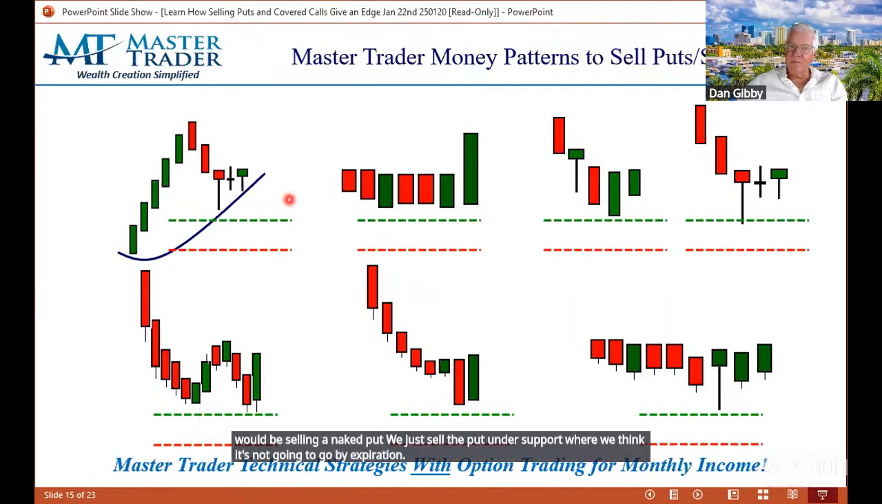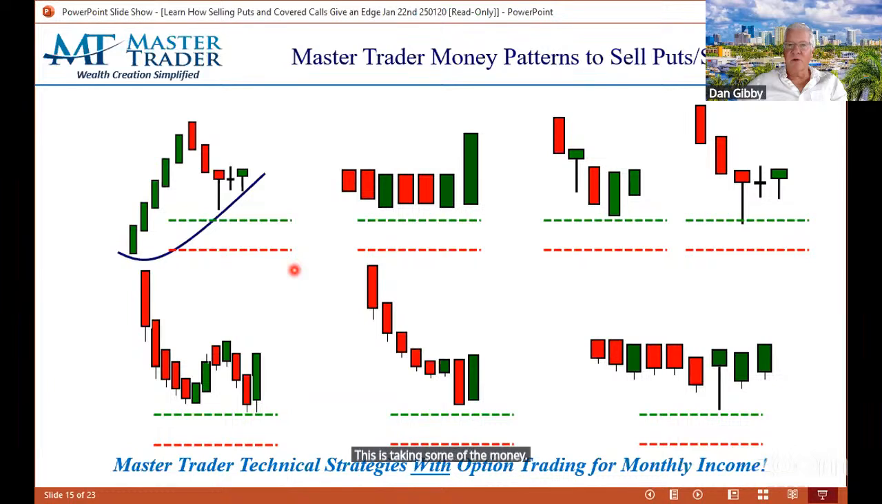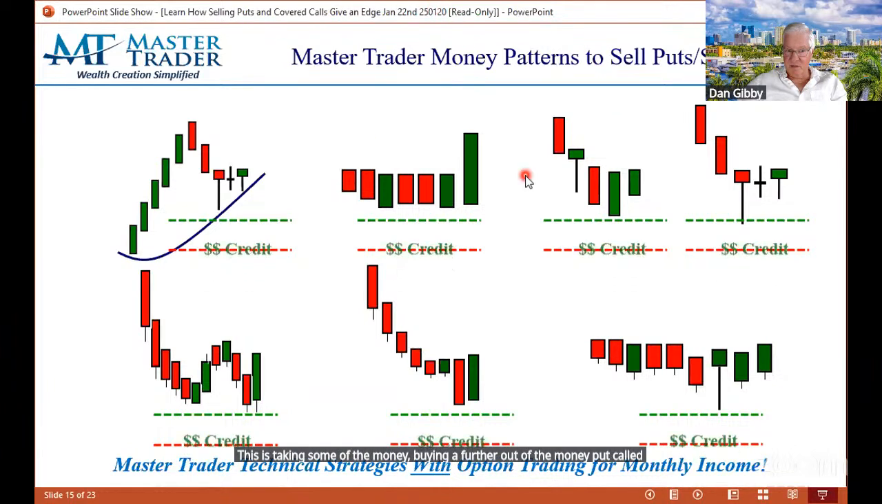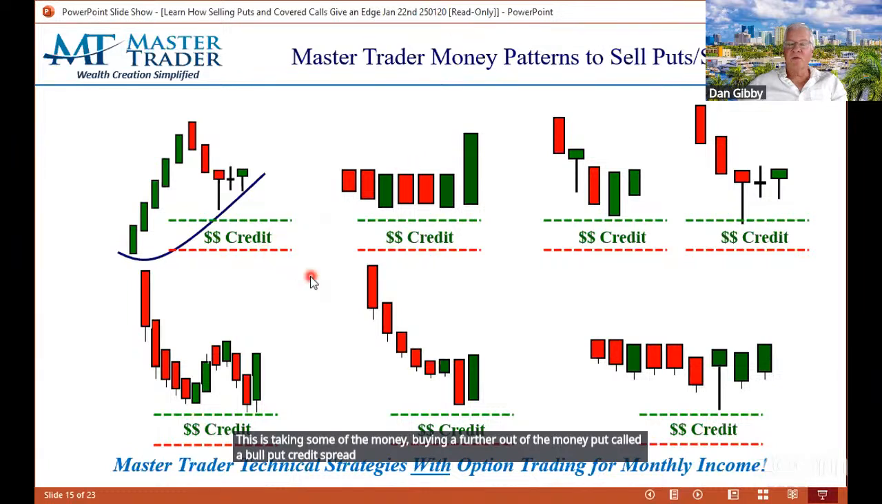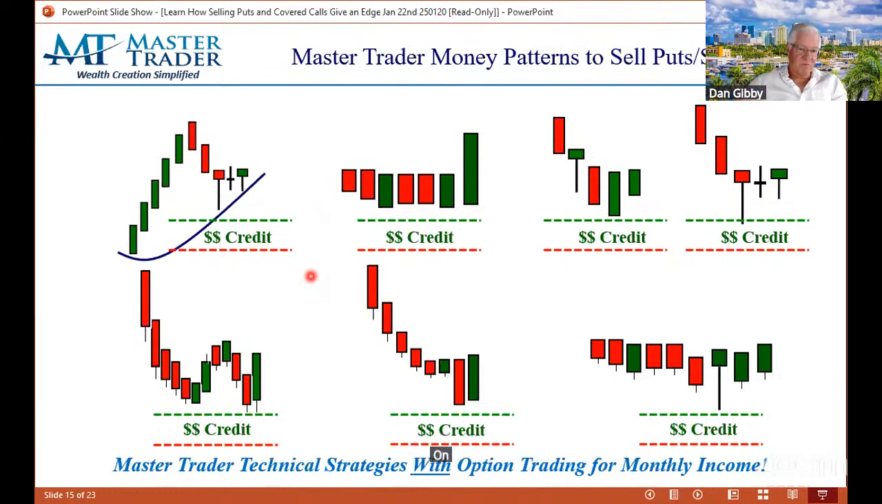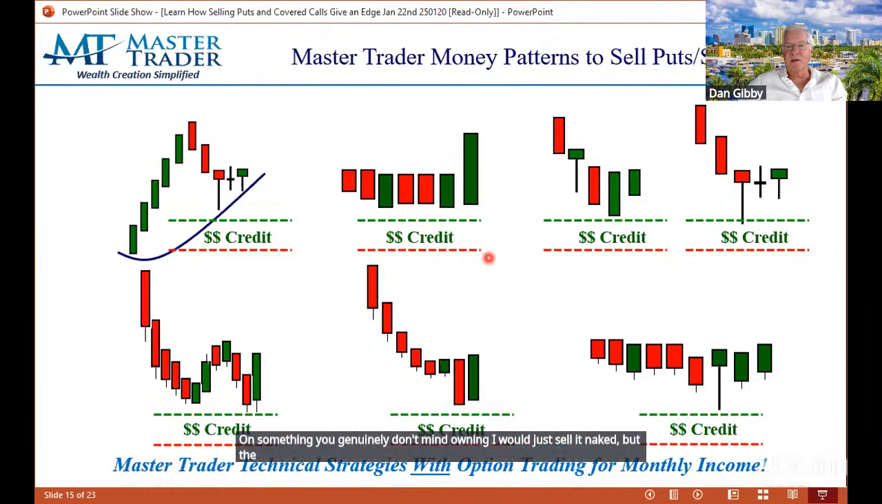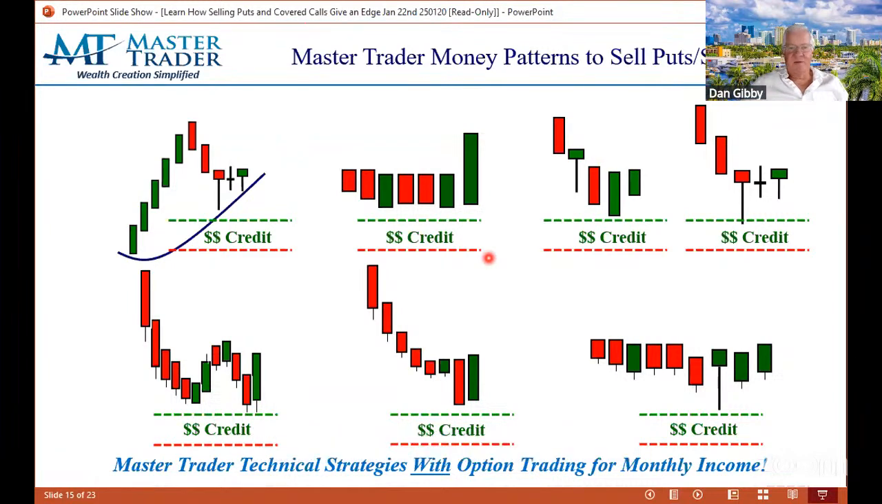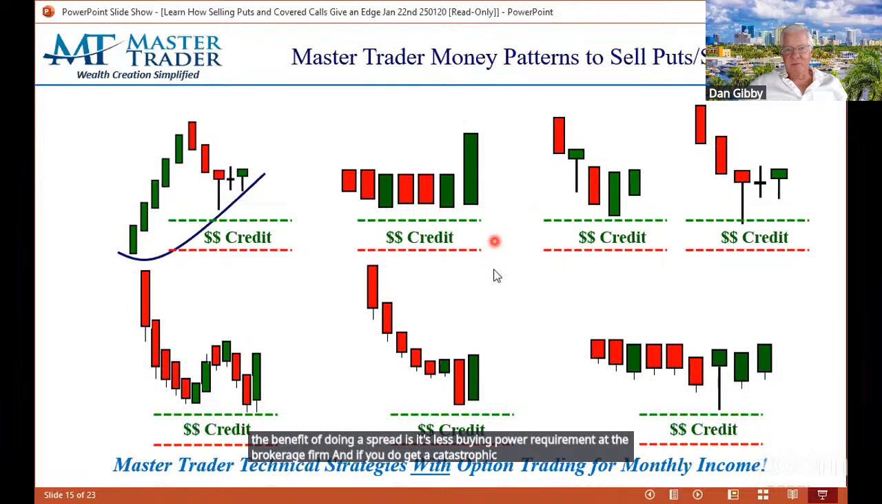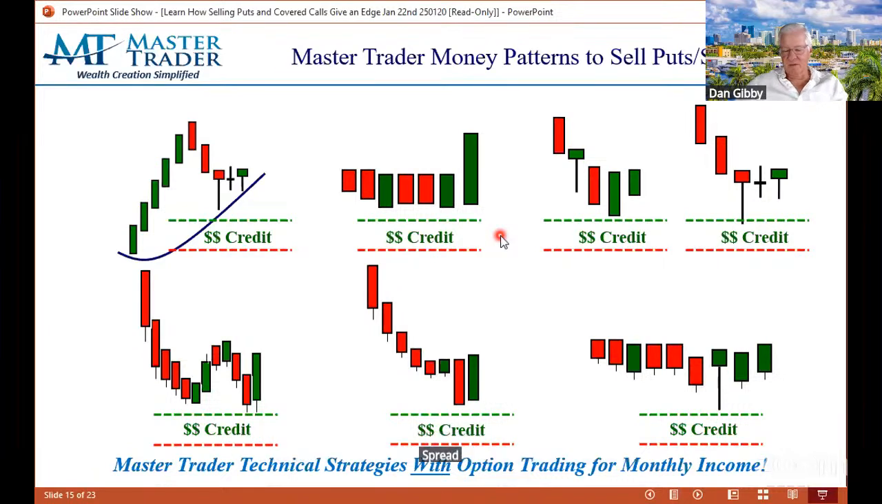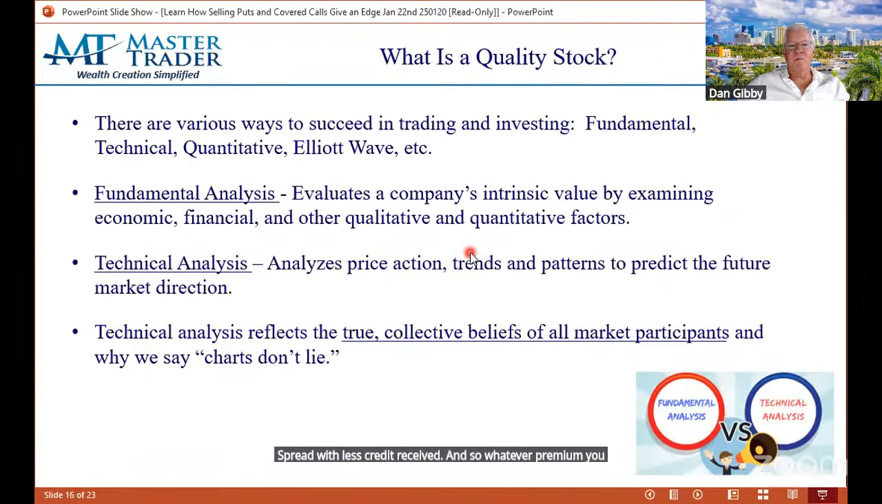This is taking some of the money and buying a further out of the money put, called a bull put credit spread. Now, whether you do this on something you genuinely don't mind owning, I would just sell it naked. But the benefit of doing a spread is it's less buying power requirement at the brokerage firm. And if you do get a catastrophic gap, it's going to limit your max loss. Spread with less credit received. And so whatever premium you take in, that's your profit potential.